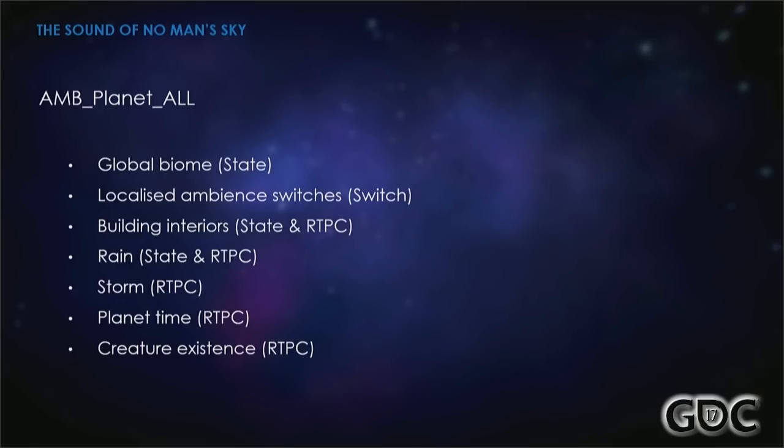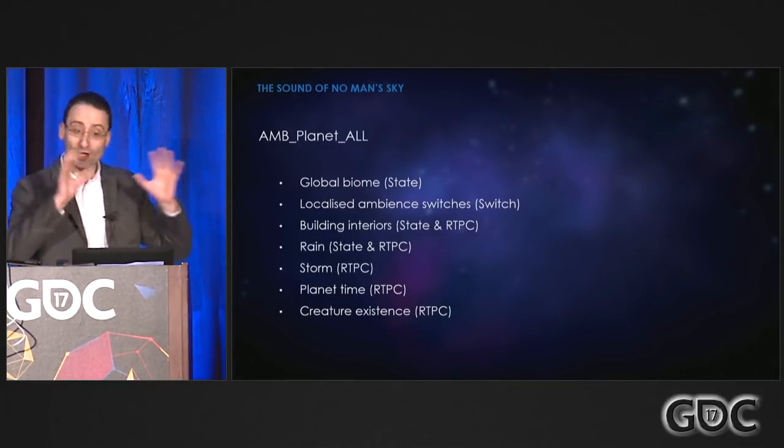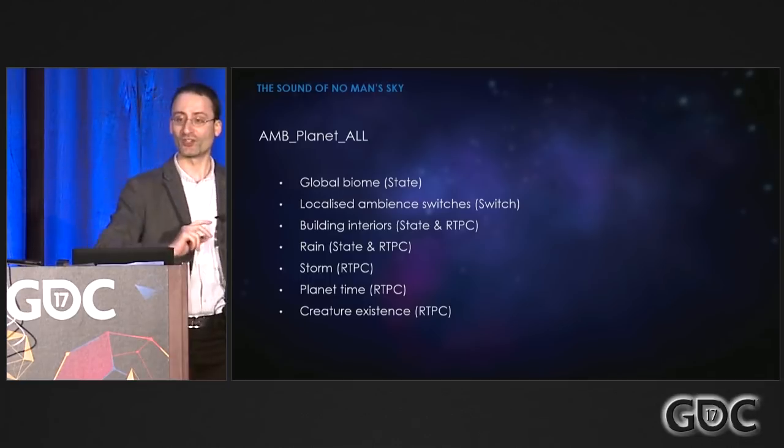So this is a good example. I can attempt to show it to you in WISE. Will I do that? We'll see how ambitious I am. So we have one WISE event with this name that handles all our global ambiences, all our local ambiences, the weather effects, whether there are creatures or not. So it's a combination of, for biomes, it's going to be state. So you can only ever exist in one planet at a time. So that's a global ambience. For localized ambiences, it's a switch. So for example, you could be in a forest. And we have to work out, through ray casting, which I'll show you, what a forest is, because there's nothing in the game to say, I'm a forest.